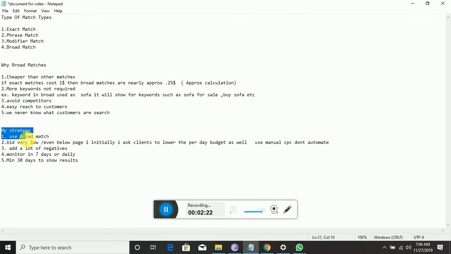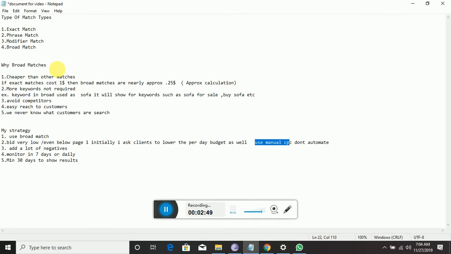My strategy is, I use broad match and I bid very low, even below page 1. When I use this strategy, I initially ask my clients to lower the budget per day. So for example, if their budget is $100 per day, I ask them to put $50 as the per day budget in their account. Also, one more thing, I always use manual CPC.